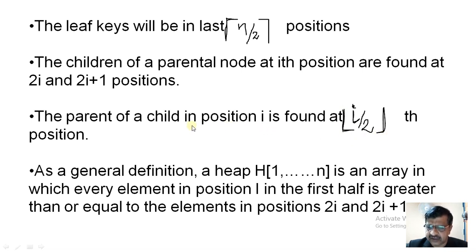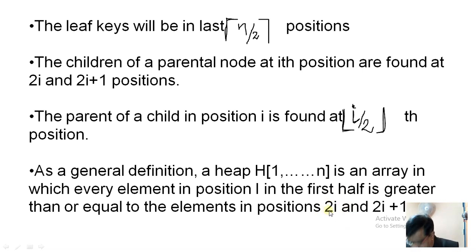That is, if a child is located at 4th position, then his parent will be in the 2nd position. As a general definition, a heap denoted as H is an array in which every element in position i in the first half is greater than or equal to the elements in the positions 2i and 2i plus 1. This is simply because every element in the position i happens to be the parent of the children who are in the positions of 2i and 2i plus 1.